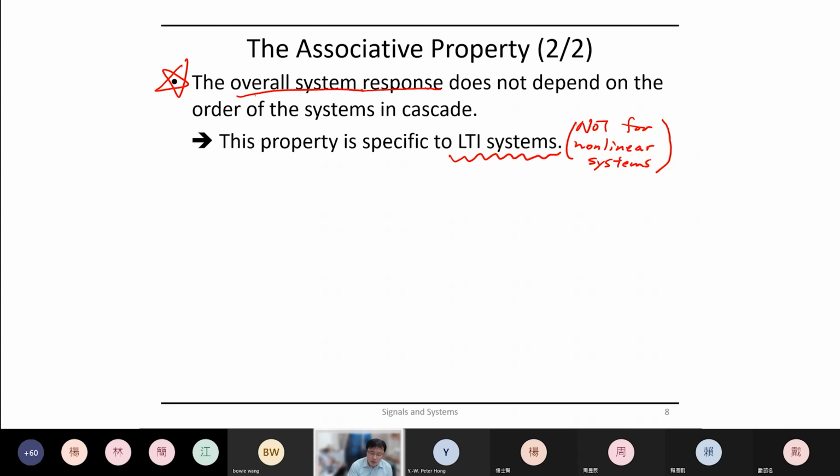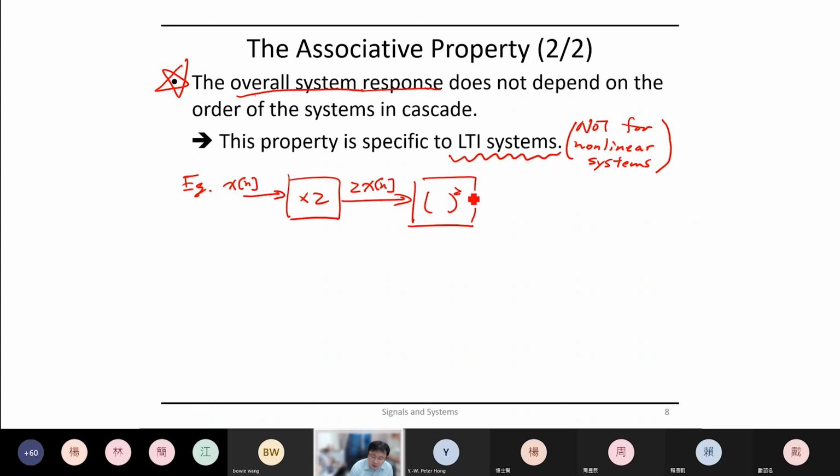We can look at a simple example. Suppose you have this input x[n] that you first pass through a system that scales the signal by 2, multiply by 2, so that you get 2 times x[n], followed by a square operation, which is nonlinear, to get y[n] equal to 4 x[n] squared.